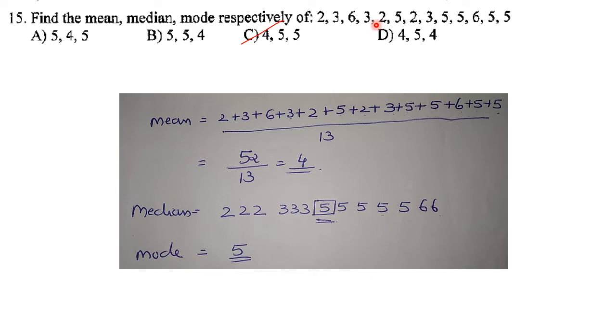So 13 numbers are there. So the middle number will be the median. So first you have to arrange the numbers in ascending or descending order. Then you have to see for the middle value. Then the middle value here is 5. So median is 5. Then mode. Mode is the value that appears most frequently in the data set. So here first arrange them into ascending or descending order and then see for the value which has got the maximum frequency. So 5 is having the maximum frequency. So mode is 5. So the answer is 4, 5, 5. Answer is option C.